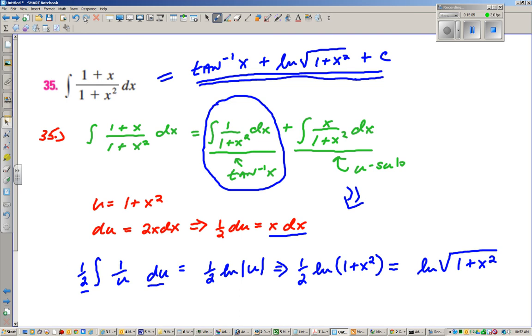So this is our review of those first problems from page 381, section 5.5, the substitution rule.